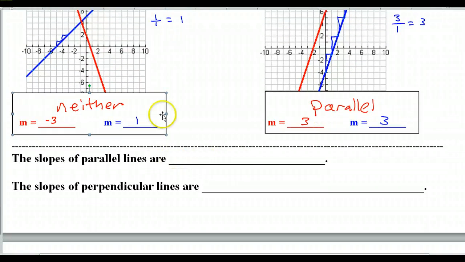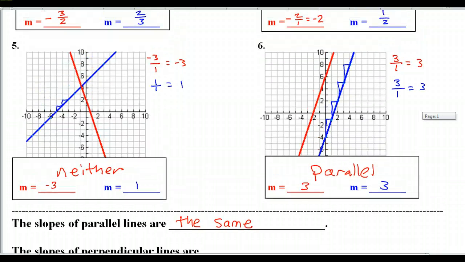Okay, let's look at a way of writing down what we just discovered. We could say the slopes of parallel lines are the same, or we could have said equal.